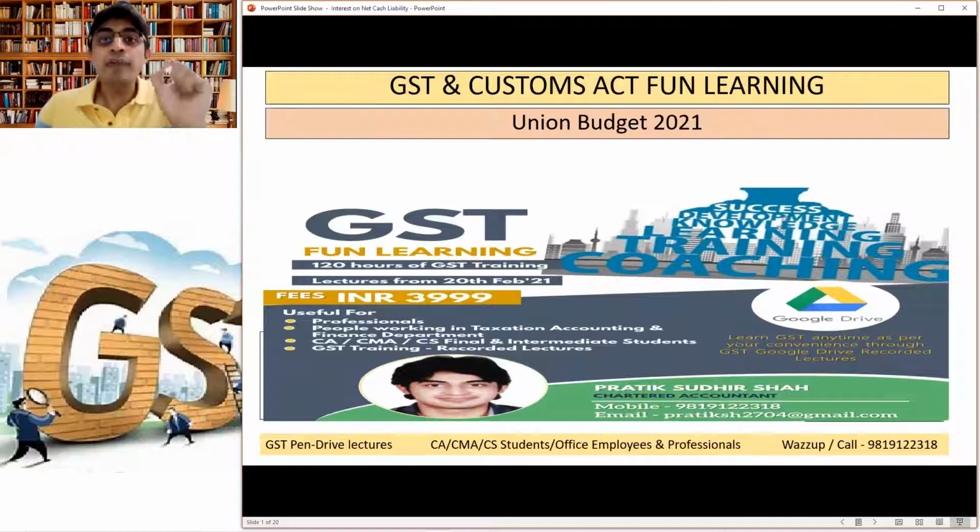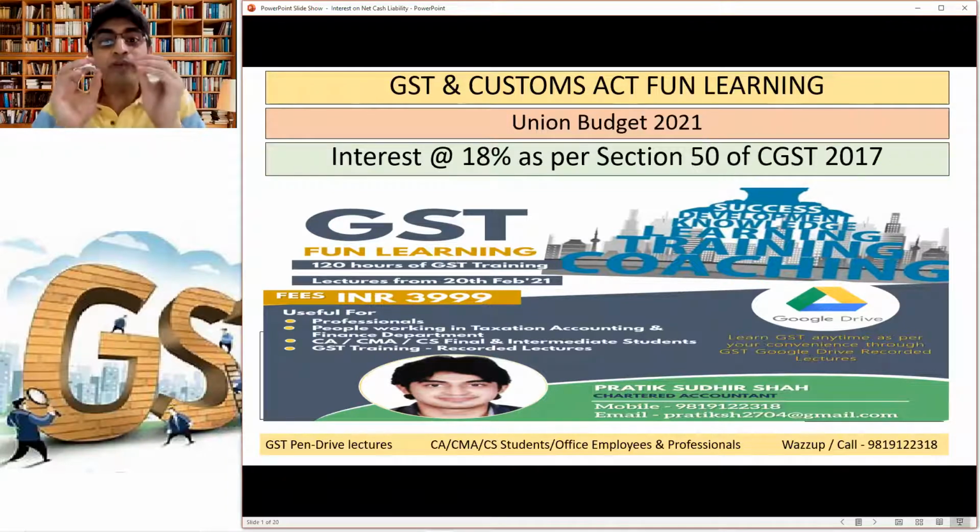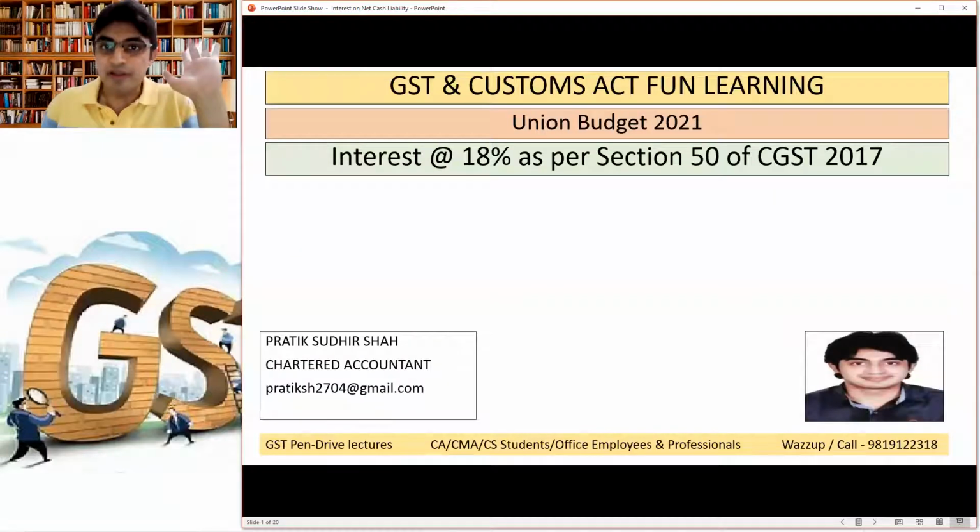Today I'm going to give you one good news which is being proposed in Union Budget 2021. There was havoc in the market regarding interest. Now, Union Budget clarifies interest at the rate of 18% as per Section 50 of the CGST Act. Whether it will be applicable on gross or net is finally settled in Union Budget 21.